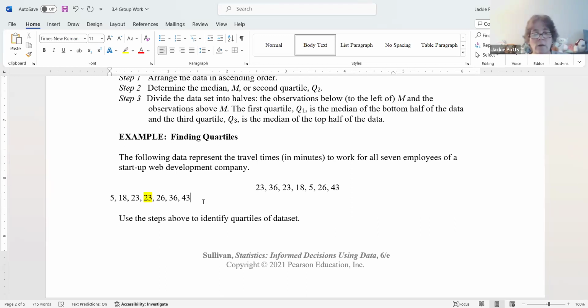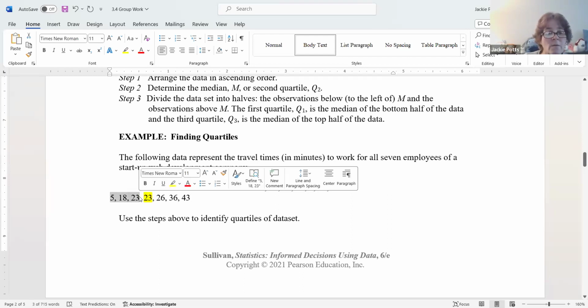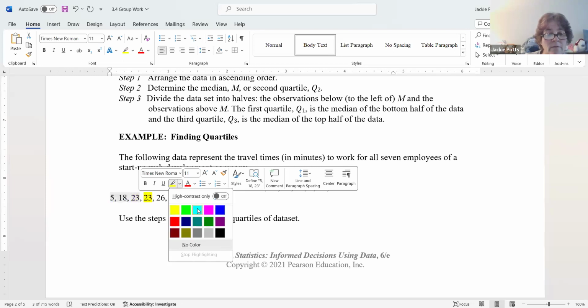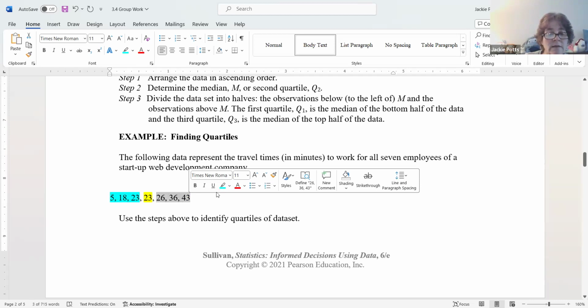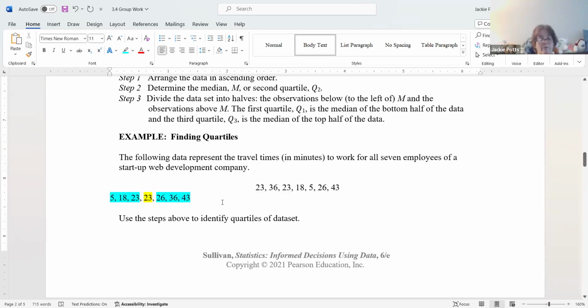Now, basically what I'm going to do is take the median of the left half and the median of the right half. This is what this is basically stating. The first quartile is the median of the bottom half, and the third quartile is the median of the top half. So, what's the bottom half? Right there is the bottom half. And this is the top half.